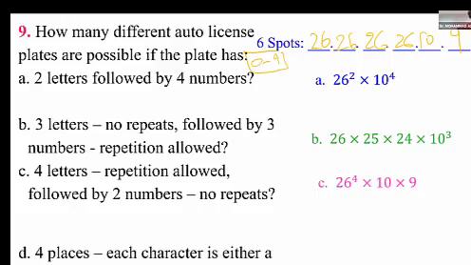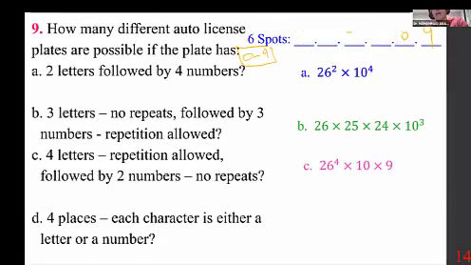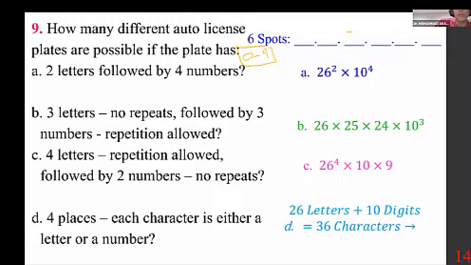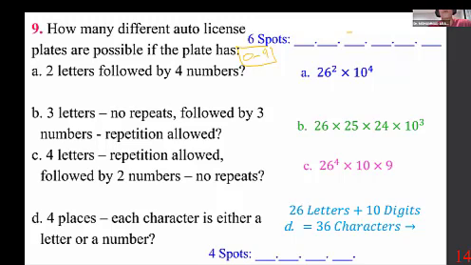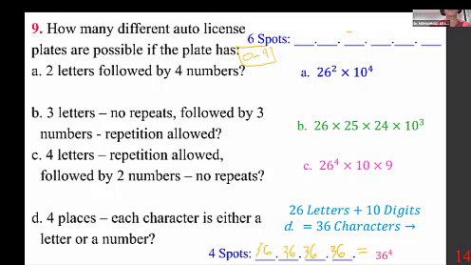Counting numbers. For part D, now we have 4 places. We don't need this anymore. So here's the 4th spot. We have 26 letters. Each character is either a letter, 26, or a number, plus 10 gives us 36 characters, and there are 4 spots. There is no restriction, so 36 for each case, resulting in 36 to the power of 4. Again, I'm assuming everybody can easily calculate that, so we don't worry.